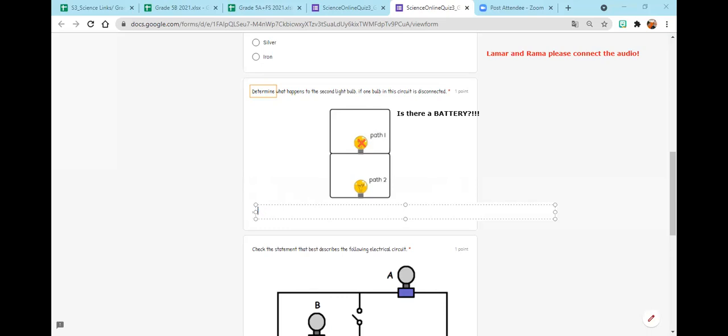The whole circuit is not working since there is no source of electricity. There is no battery. We don't care if one of them is disconnected or not. Both bulbs aren't working since there is no battery.